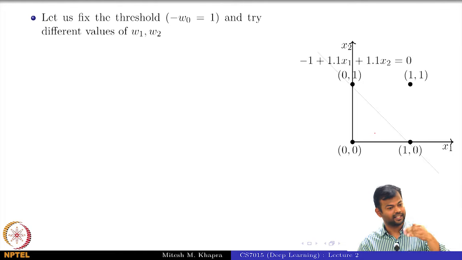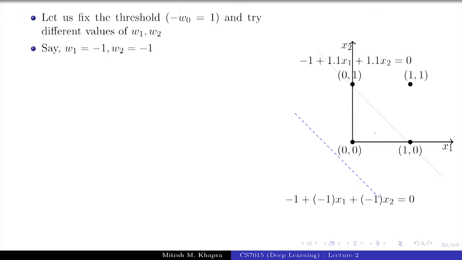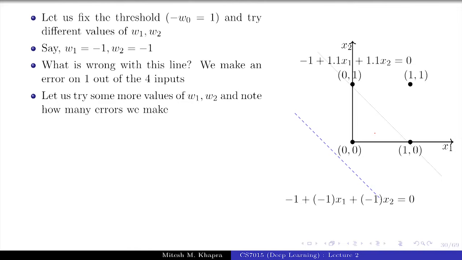Okay, so I was saying that there are multiple values of W1 and W2 possible, and these are all real numbers, right? We are not constrained by having them as Boolean values. Now this is one solution which I tried. I tried setting W1 to -1 and W2 to -1. What is wrong with this line? Does it lead to any errors? How many? Just one error, right? So this makes an error of 1 out of the 4 inputs.